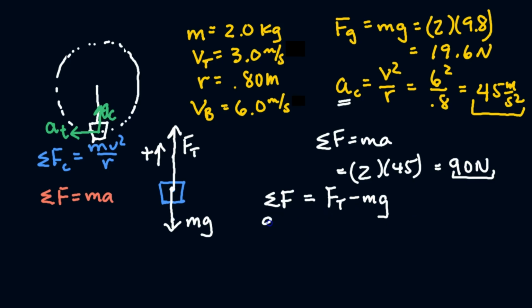So now we're just going to substitute. So we have 90 equals Ft, which is what we're looking for, minus mg, and we calculated that mg was 19.6. Okay, so we're going to add 19.6 on both sides, and we get that Ft is equal to 109.6 newtons.